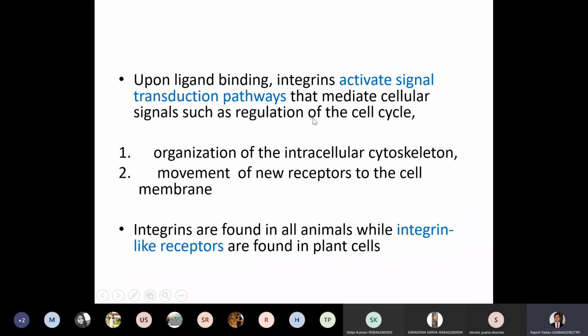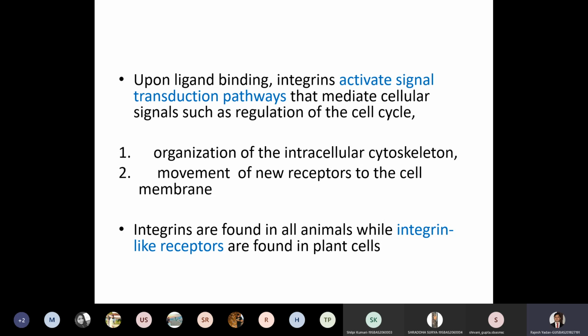So when the ligand binds to the integrin protein, it has two types of function: outside-inside signaling or inside-outside signaling. Because it is present in the membrane, it can carry the signal from the extracellular surface to the cytoplasm inside the cell, or carry the signal from the cytoplasm to the outside of the cell surface. So functionally it is of two types: inside-to-outside signaling or outside-to-inside signaling.